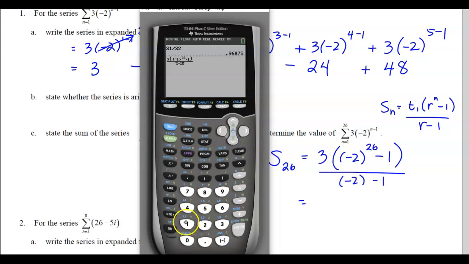Negative 2 minus 1 in the denominator. If you're not using the fraction, then when you're dividing, you have to have brackets around the negative 2 minus 1. Geometric sums get to be pretty big or pretty negative, right?